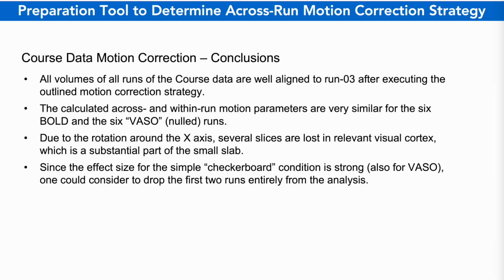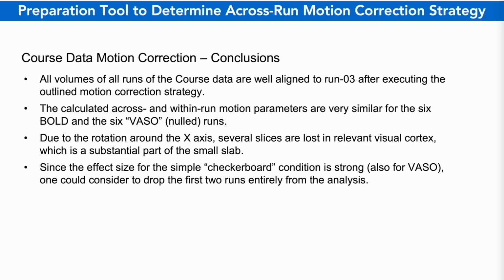Actually, here are the conclusions. All volumes of all runs of the course data are well aligned to run 3 after excluding the outlier runs with the motion correction strategy, and the calculated across and within run motion parameters are very similar. And this I also did: if you do the BOLD and VASO independently, VASO now the nulled data, you get almost exactly the same parameters with slight deviations. That's nice to see because it's independently done, right?